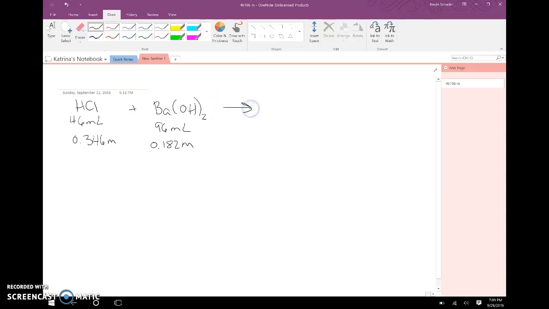Then we're going to predict the products. Barium will bond with chlorine, and the other product will be H2O as a liquid. This is aqueous. And though I didn't say in class, you are safe to assume that all of these are aqueous as well. So now I need to balance my equation. There are 2 chlorines here, so I need 2 here, which also then makes it necessary to put a 2 in front of the water.